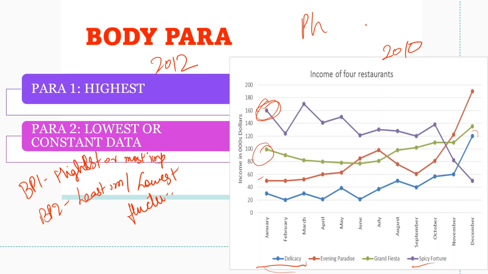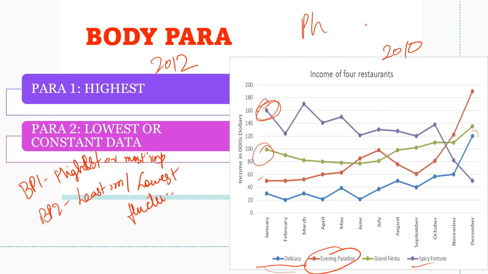So what we can do is start with, in 2010 the evening paradise was at 180, whereas in 2012 it saw a dip and went down to 100, something like that. So we will take the same factor for both the line charts and compare. That is called comparing and contrasting. Take one factor and compare in both the charts.